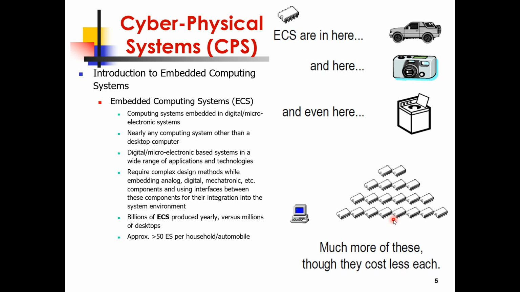A good example, and some statistics quote that any household, not including the car, will have more than 50 processors in it worth of embedded systems or embedded processors. And then the car is basically double that for each automobile.